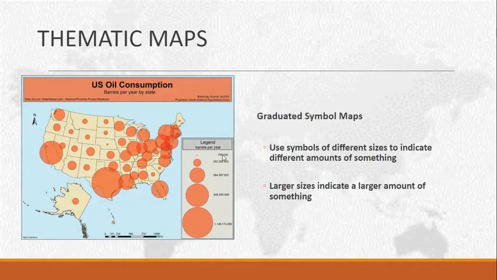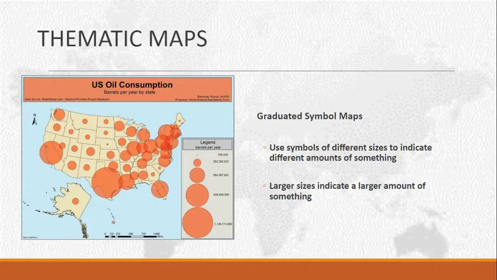Thematic maps, other types of thematic maps. This is a graduated symbol map, or sometimes called a proportional circle map. This one is going to show you a circle, and the size of the circle is going to show you how much of something, for example in this one, each state has. So oil consumption, barrels per year by state, and you can see some states have much larger oil consumption, most likely due to also their population.